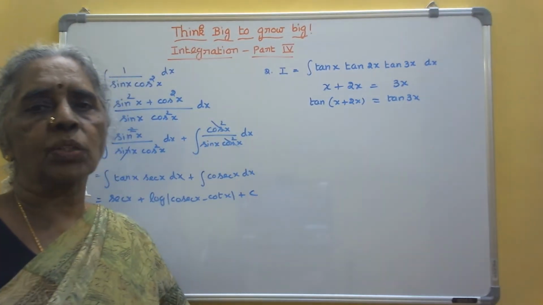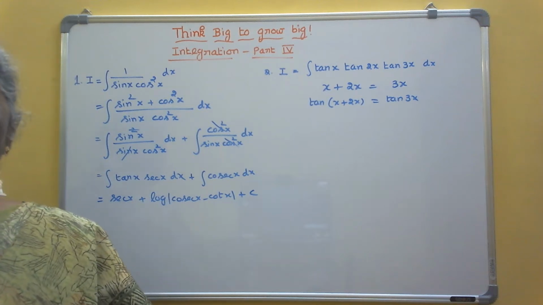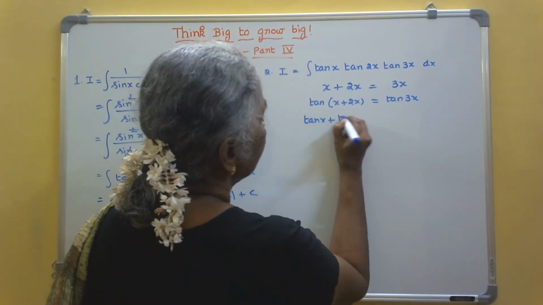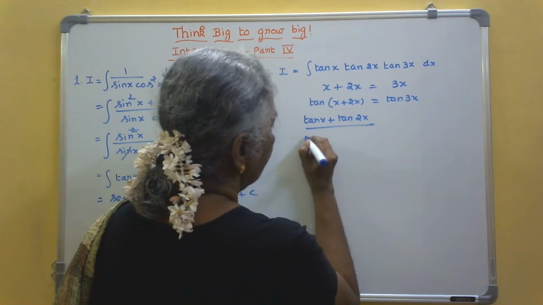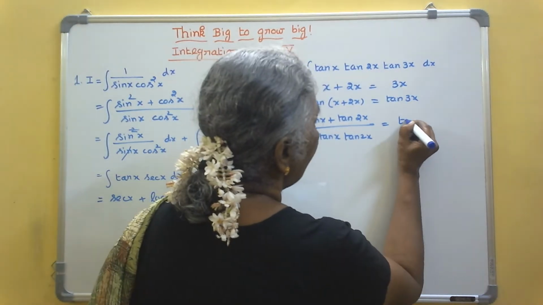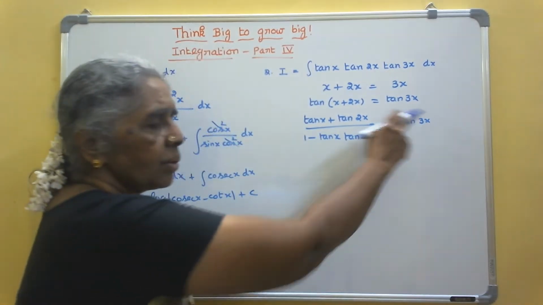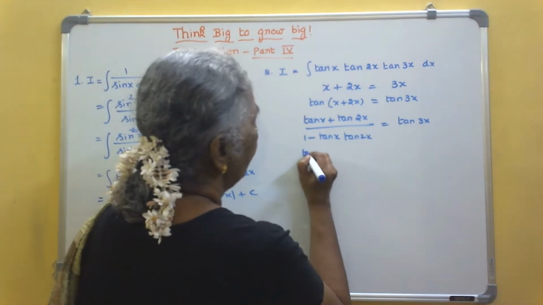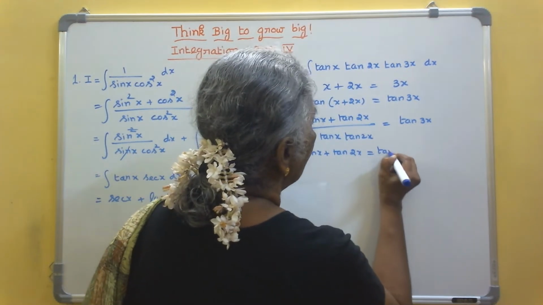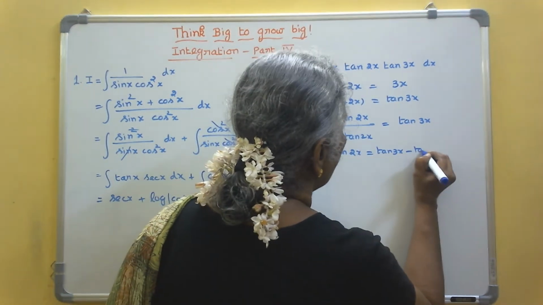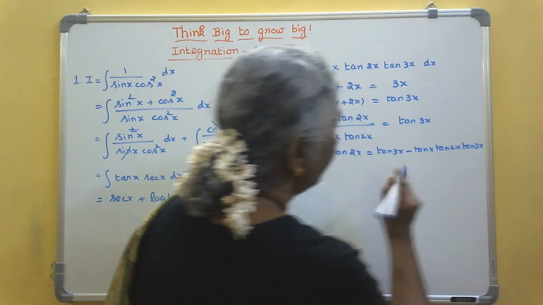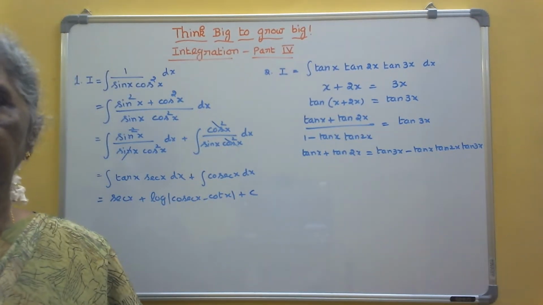This is like tan of a plus b. You know the formula. Tan a plus tan b by 1 minus tan a tan b. So I am writing tan x plus tan 2x by 1 minus tan x tan 2x, that will be equal to tan 3x. Let us cross multiply this. So I will get tan x plus tan 2x, that will be equal to tan 3x minus tan x tan 2x tan 3x. Okay? That is these 2 terms I am multiplying with the tan 3x.